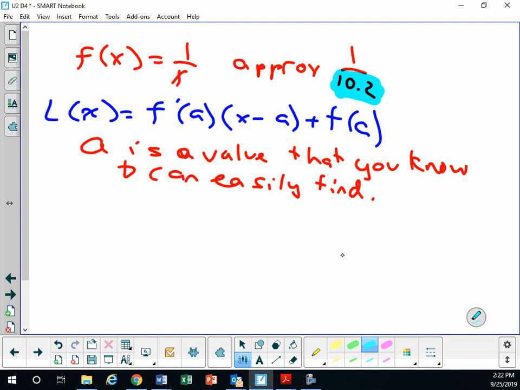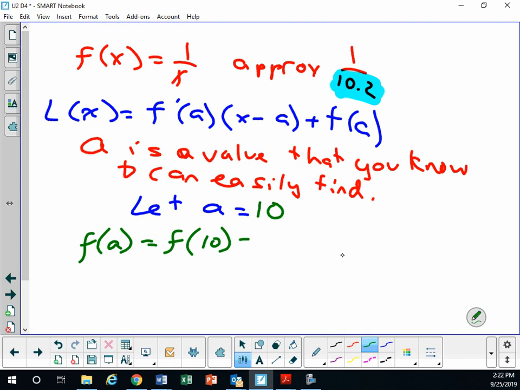10.2 is really close to a whole number that I know, because usually I like to use whole numbers. So I'm going to let A equal 10, because that's close to 10.2. So if A is 10, f of A is going to be f of 10, which is 1 over 10. That's something that I know. I can do that. Let's talk about what f prime of x is.